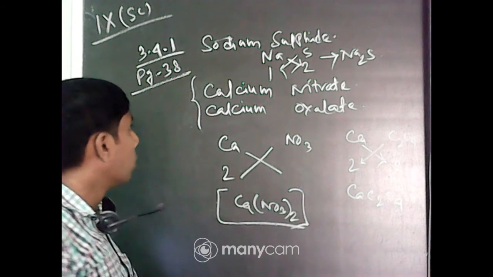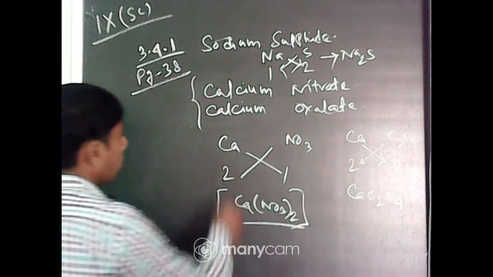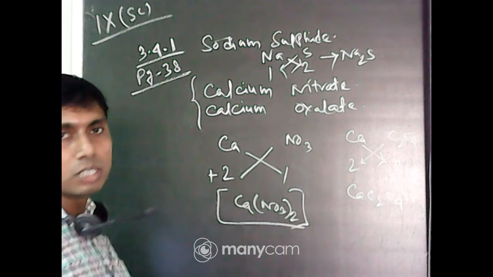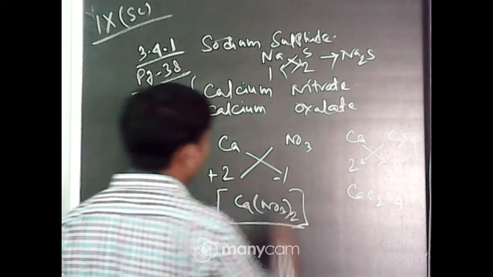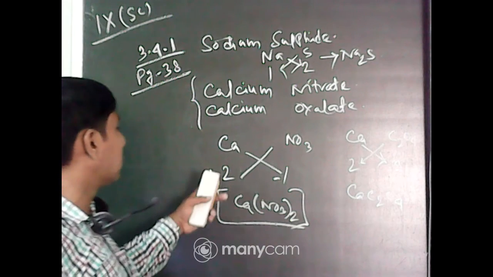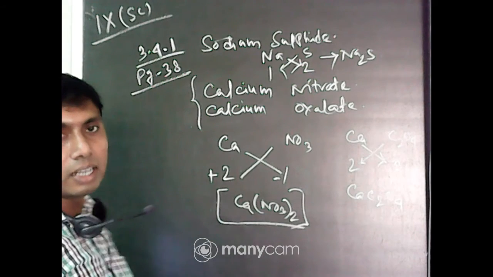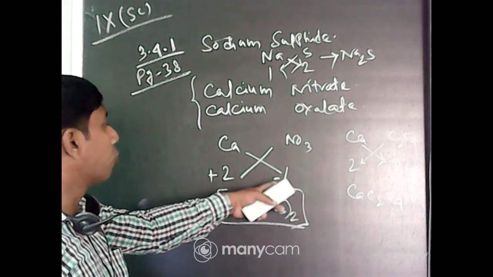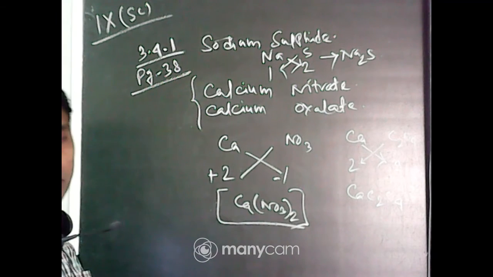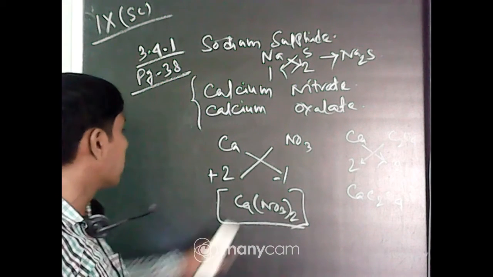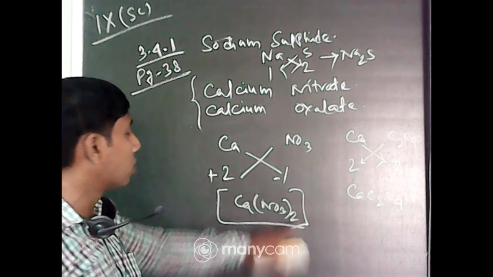So here, how is the charge neutralized? Calcium is of electropositive character as it is a metal, and nitrate is -1. To neutralize the +2 charge, how many nitrate radicals are required? It has to become -2. So 2 nitrate ions are required. So you can say it would be Ca(NO3)2.